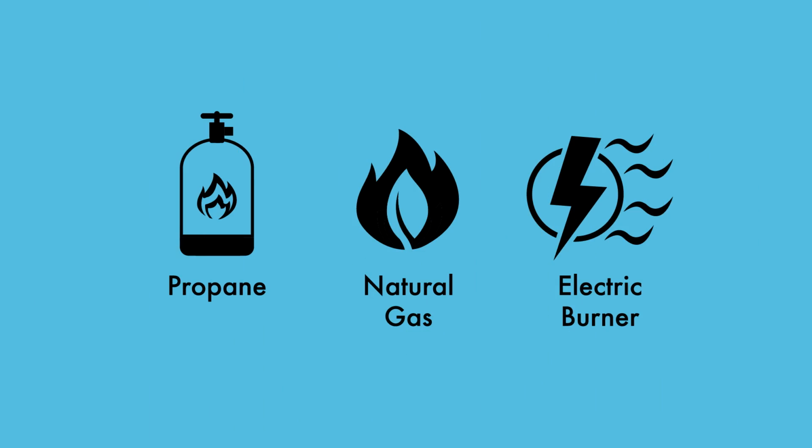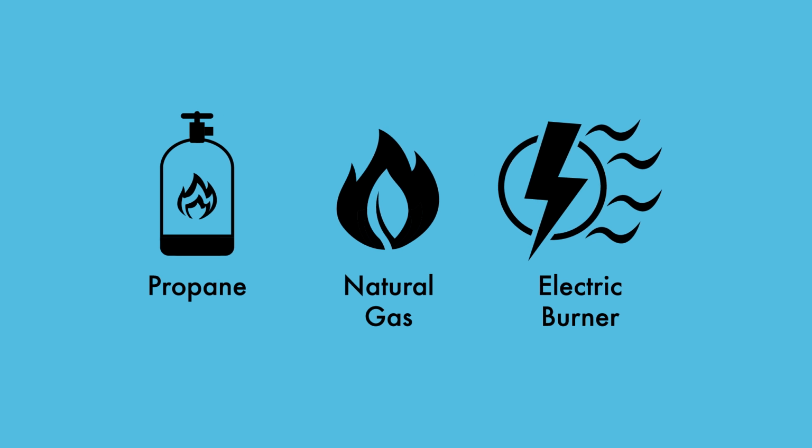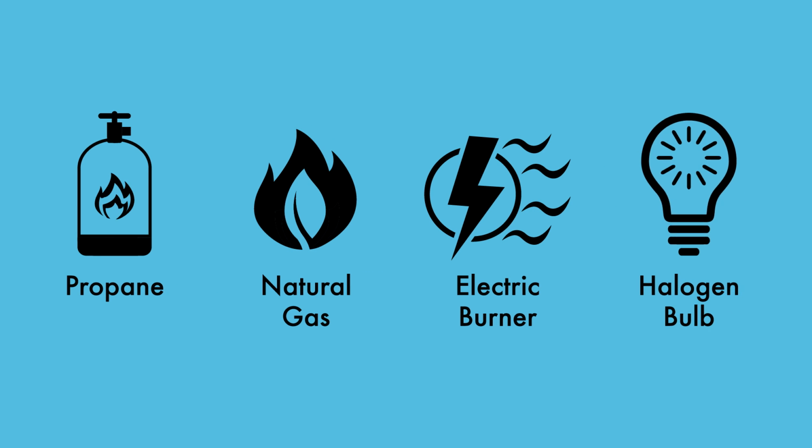Speaking of which, your roaster also has a heating element. There are all different kinds of heating elements driven by different types of fuel, such as propane or natural gas, or an electric burner. I've even seen halogen bulbs and other means of heating either air or a drum type medium. It's important for you to know what type of heating element you have and how many BTUs that heating element is able to put into your system.